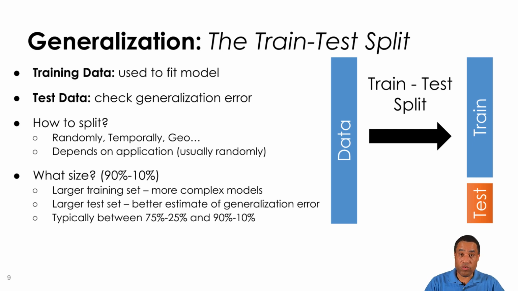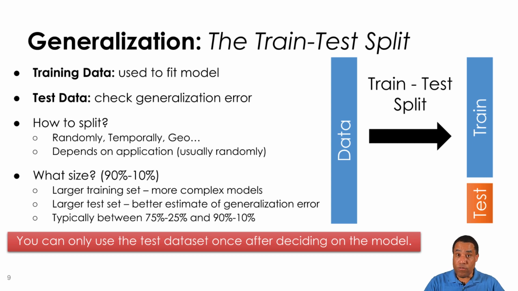Well, there's some trade-offs. If you have a larger training set, then we can build more complex models because we have more data to work with. But if we have a larger test set, then we get a better estimation of the generalization error that our model might have. So typically it'll be somewhere between 75% training, 25% testing, and 90% training and 10% testing.